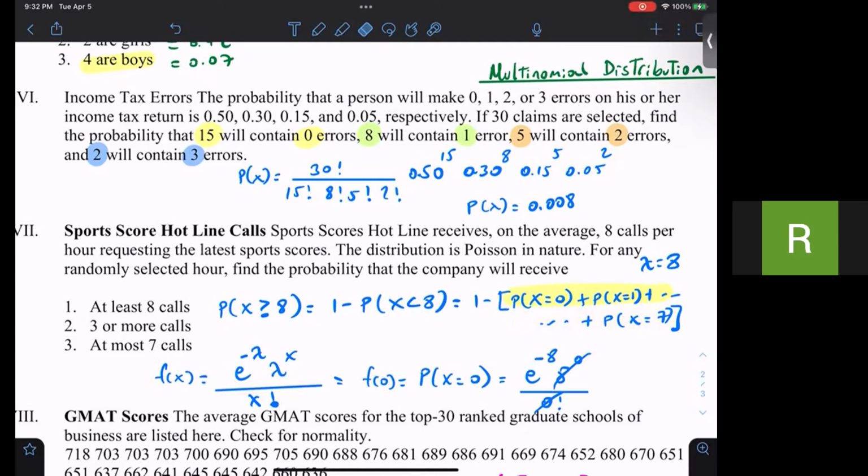Negative 8, we'll put that 8e. Let me bring my calculator. I need to, oh, I can do it in that. Yeah, but it will take me some time to do that. Give me 1 second.